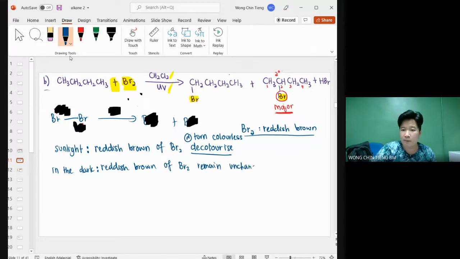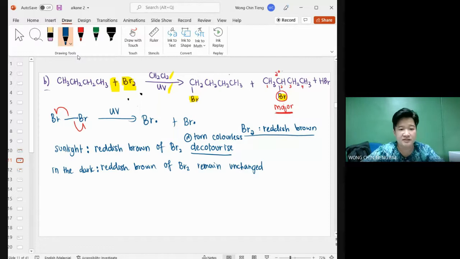I don't want the answer 'no change'. For those who have done it, I don't want 'no change'. Observation is always the things that you see with your eyes. So you need to tell me the color that you see with your eyes. So one, reddish brown color of bromine decolorized. One more, reddish brown color of bromine remains unchanged. That is the observation. Not the explanation yet. That is only the observation.